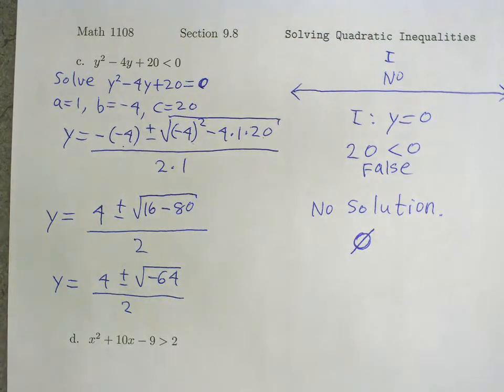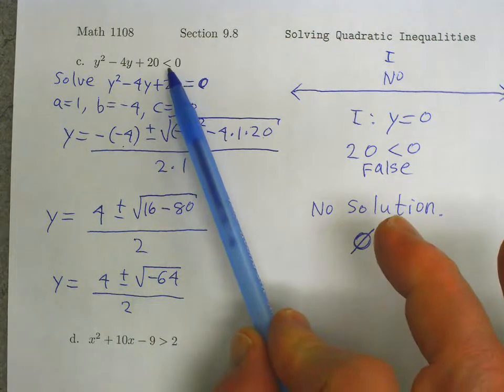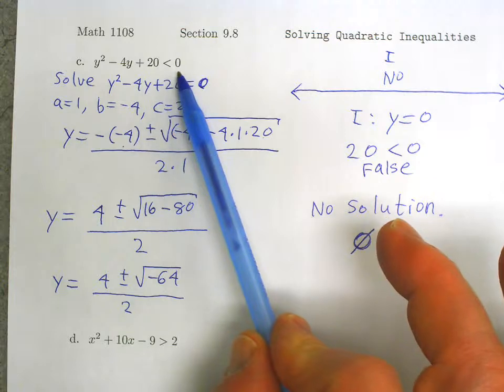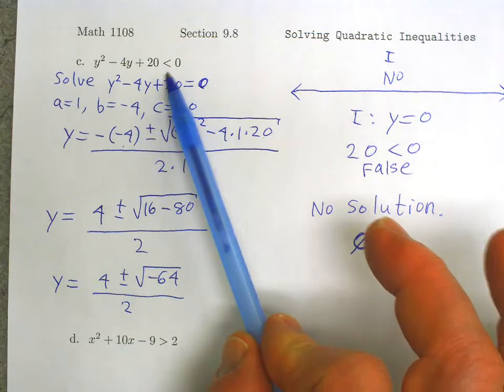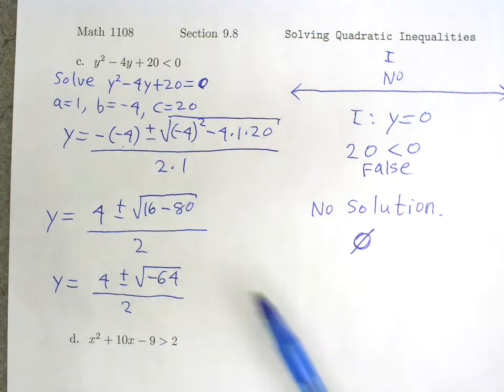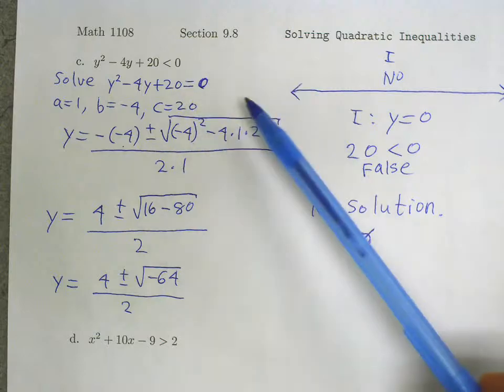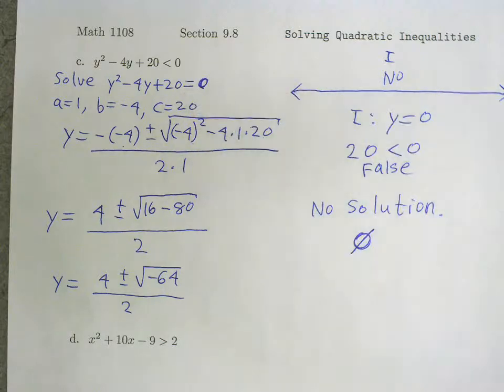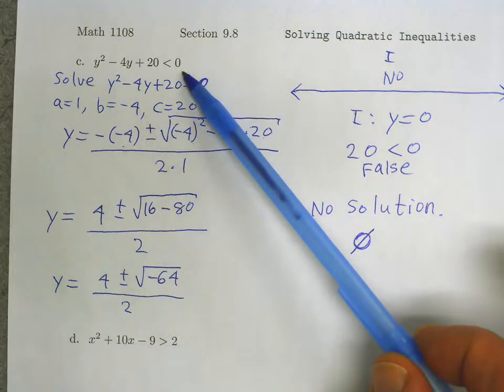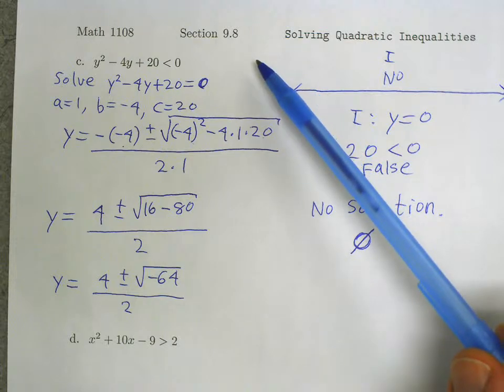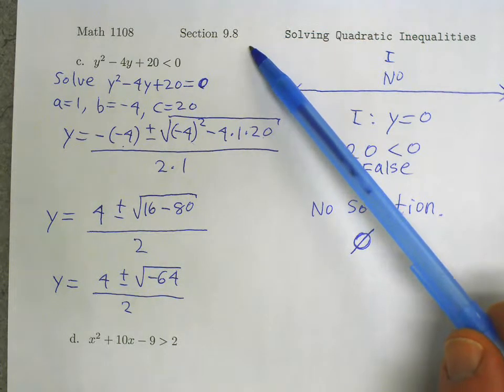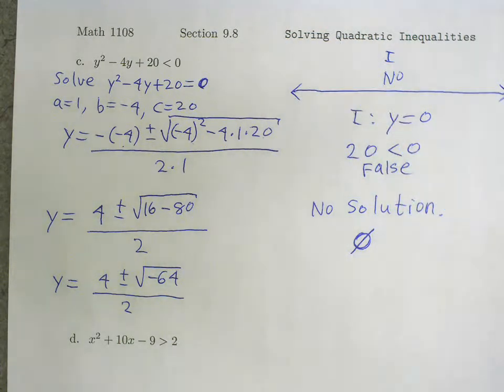Okay, I'll just mention if this inequality had been greater than 0 instead of less than 0, then it would have been all real numbers. So if this had been greater than 0, then the interval notation for the solution would be negative infinity to positive infinity.